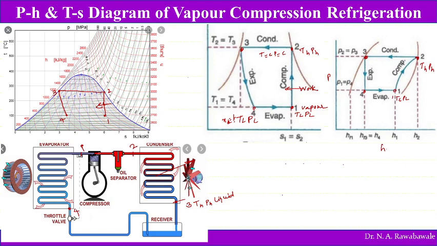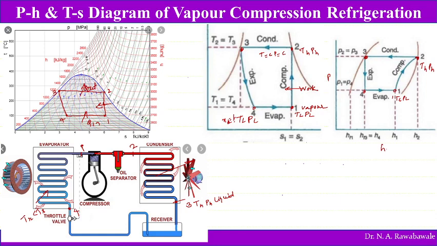So again this refrigerant enters into the evaporator. So when it enters into the evaporator, the temperature of the refrigerant is smaller than the temperature of the space. So here it absorbs heat, and from 4 to 1 the process is shown, where heat is absorbed, Q in, and Q out during process 3 to 2.